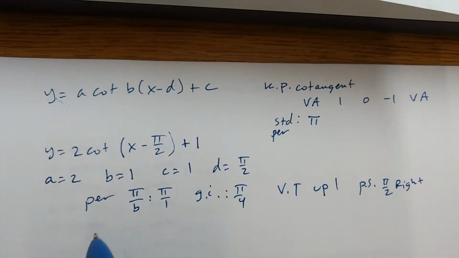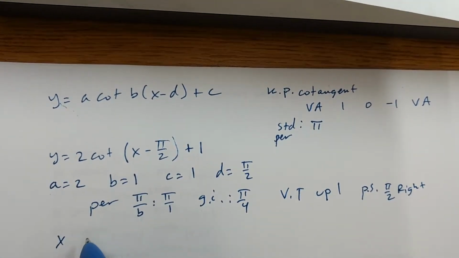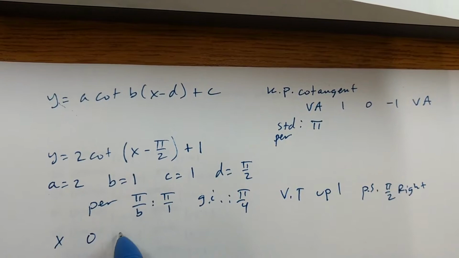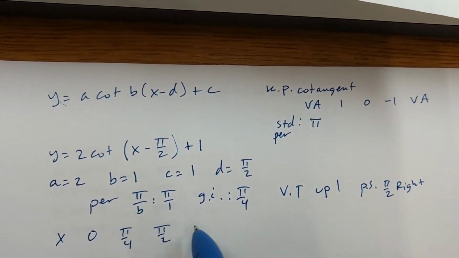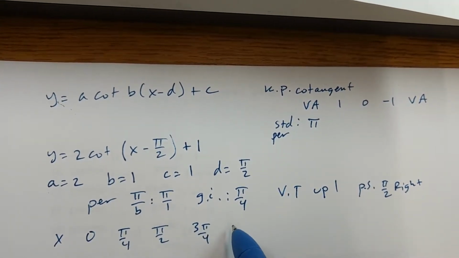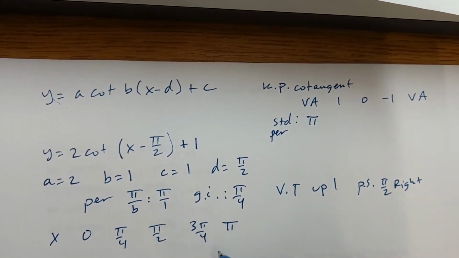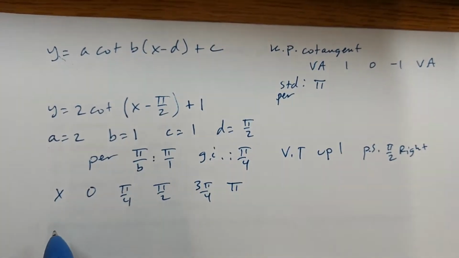Okay, so we set up our table of our x values. 0 graphing increments is 0, 1 is pi over 4, 2 is pi over 2, 3 is 3 pi over 4, and 4 times the graphing increment is pi units, which, if we do this correctly, should always be the end of our period.